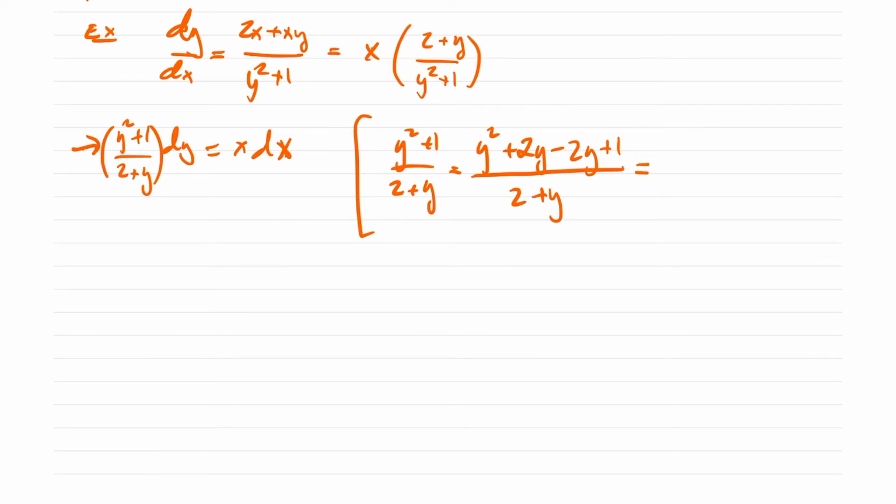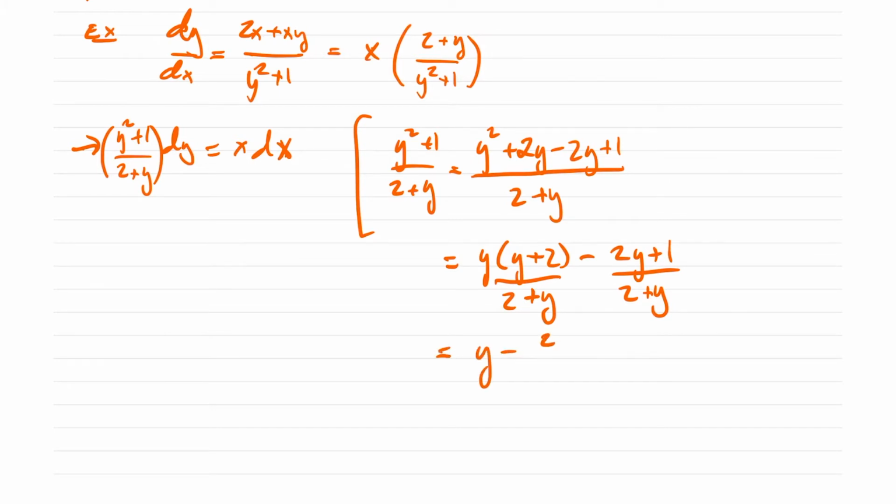Then what is that going to give me? It is going to give me, so we're going to have two different equations. We're going to have y times y plus 2 here, minus 2y plus 1 divided by 2 plus y, and say divide this by 2 plus y. And then this will end up canceling here and here. And so what that ends up giving us is y minus 2y plus 1 over 2 plus y. All right, so that's a little bit nicer.